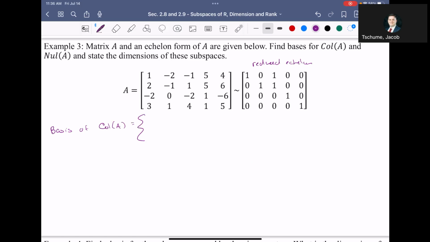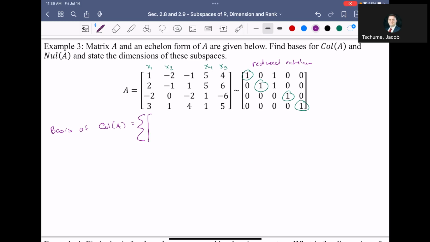So remember, go to your problem and identify your pivot positions. So you got this one, this one, this one, and this one. All right. So you've got 4 pivot positions in the first, second, fourth, and fifth column. So just kind of keeping myself organized, we have to write all 4 of those columns in the original matrix in our basis of the column space.